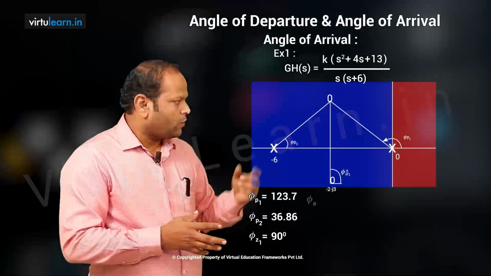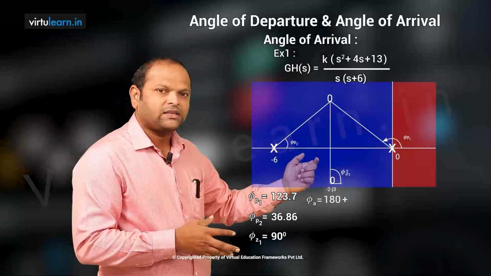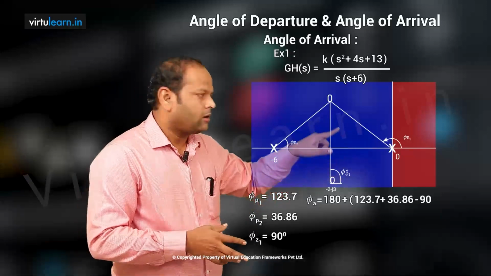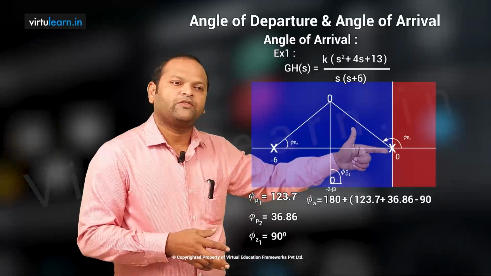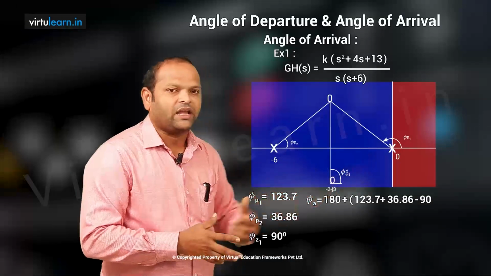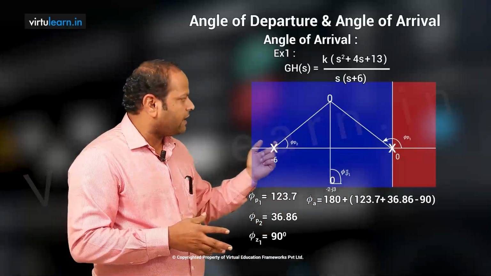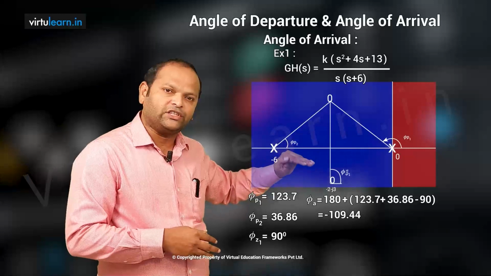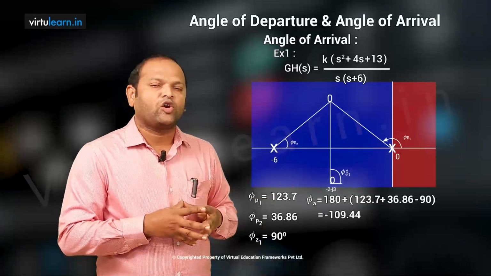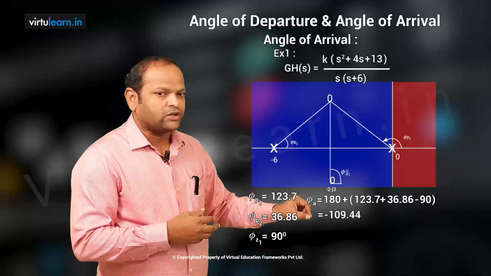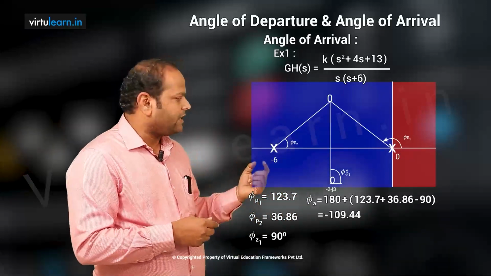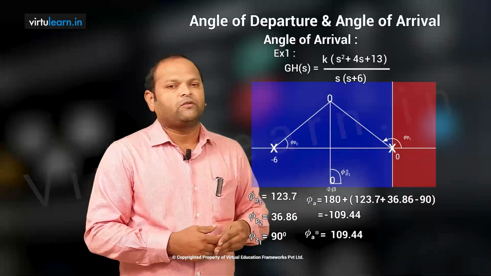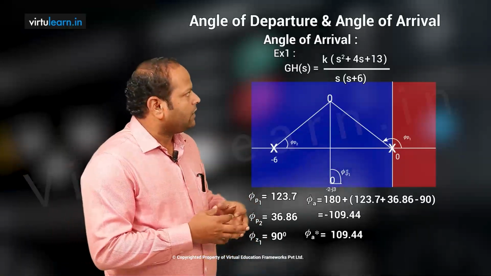What is the formula now? Phi a is equal to 180 plus, first I take the sum of the angles from the poles, that is 123.7 plus 36.86, minus the sum of the angles of zeros, that will be minus 90. If you do this, you will get phi a as minus 109.44. So this is the angle at which your root locus branch will terminate at the complex zero. What about the other complex zero? Again it is the minus of that value. So phi a star, star indicates the complex conjugate, is plus 109.44. So this way we can calculate the angle of arrival.